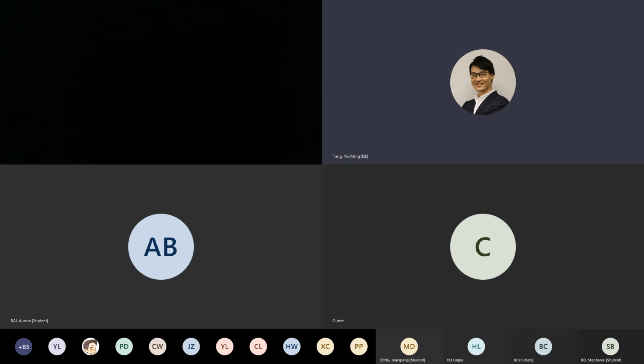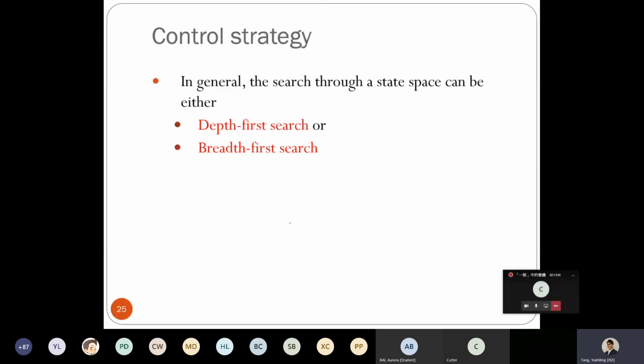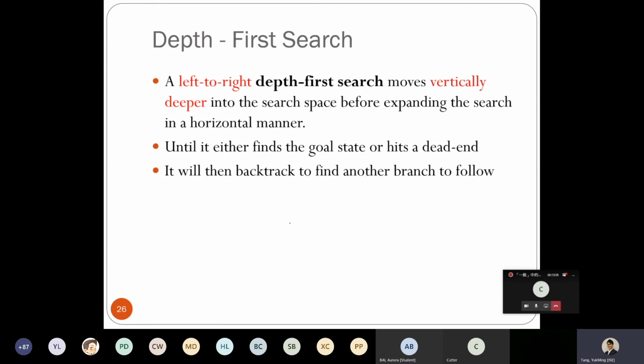Okay, we're back to talk about the control strategy. I see the students have many questions, but maybe we can still have time to answer them after this lesson. So we talk about the control strategy, where we have different methods like depth first search and breadth first search. So what are the differences?